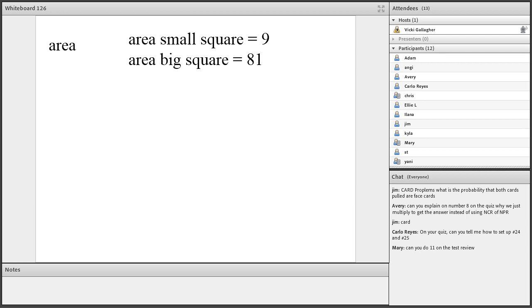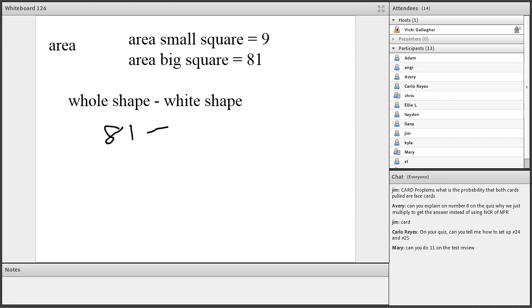Question 24 wants to know the probability of landing in the shaded region. So now the shaded region, usually when we do shaded regions, what you're going to do is the whole shape minus the white shape. Because you've got to kind of punch out the white shape so that you're left with only the shaded part. And so in this problem, it's going to have us do 81, because that's the whole shape, minus the small square, which is the 9. And if we do the whole shape minus the white box, then we'll be left with the shaded area.